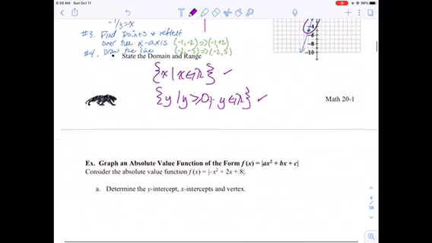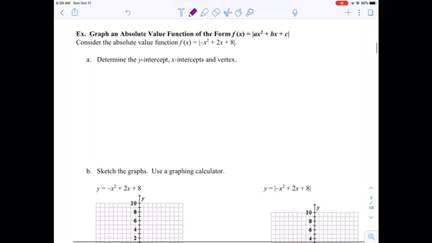Okay, so hopefully that makes sense. Let's look at the very next question. We're going to do the exact same thing. We're going to graph the absolute value of a parabola.